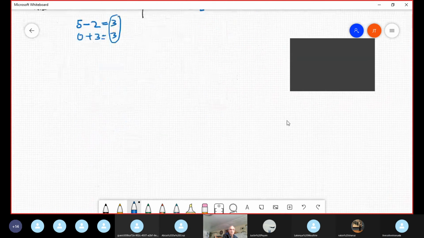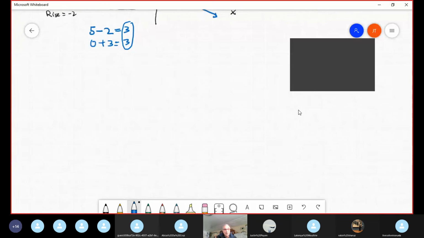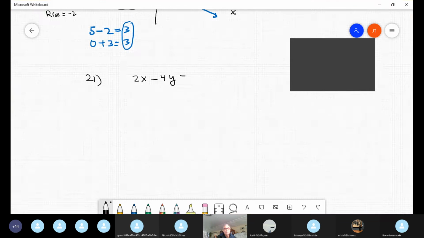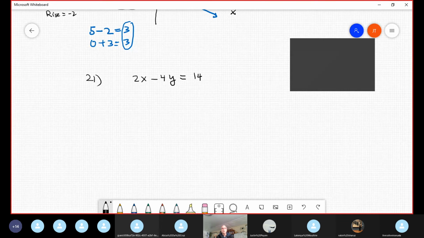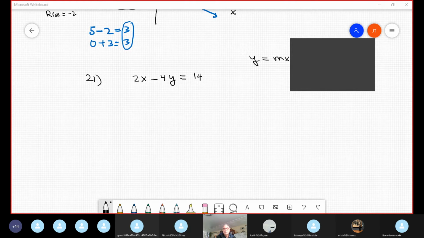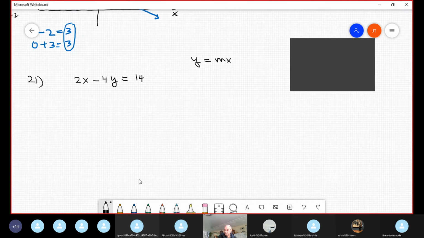One more? Let's do number 21, similar. 21 is 2x minus 4y equals 14. The equation of the line is given in standard form. I don't like that. Let me try to express it in slope-intercept form. This is the fantastic way to do it, using intercept and slope: mx plus b.